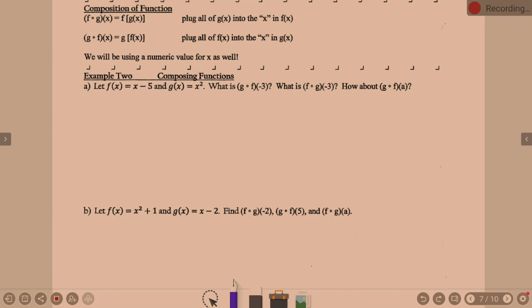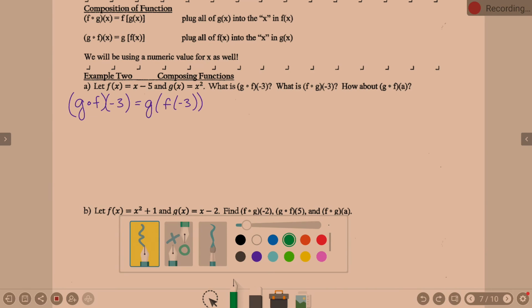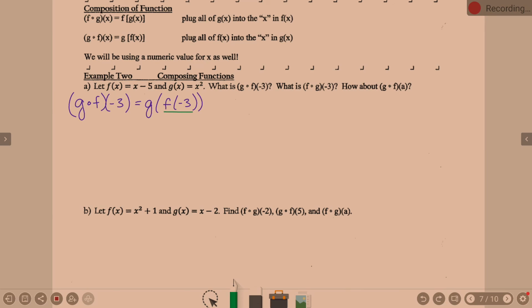Can I maybe get an example in here? We'll see if I can squeeze one in. g composed with f at negative 3. First of all, realize that is g of f of negative 3. Okay, that's by definition. g composed with f is g of f of negative 3. Always start on the inside.